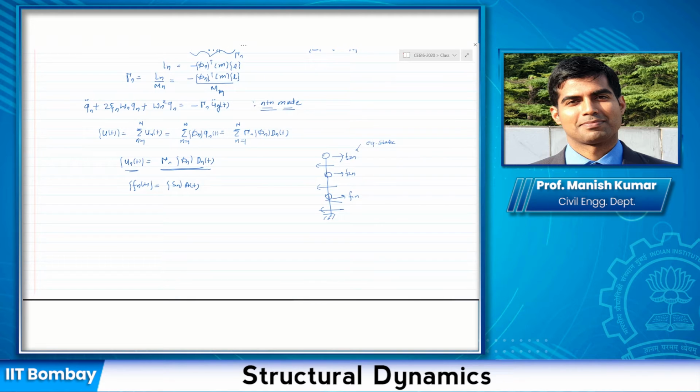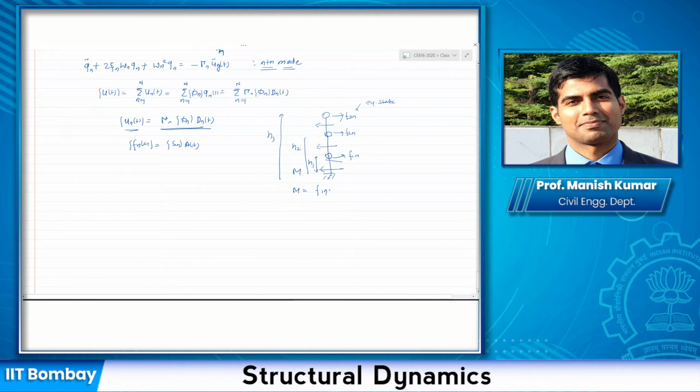For example, what would be the moment at the base here? Can I not say the moment would be simply F1n, this is H1, let us say this is H2, and the total height is H3. Can I say the moment at the base would be F1n times H1, plus F2n times H2, plus F3n times H3. This would be the total base moment in that structure. Any doubt up to this point?